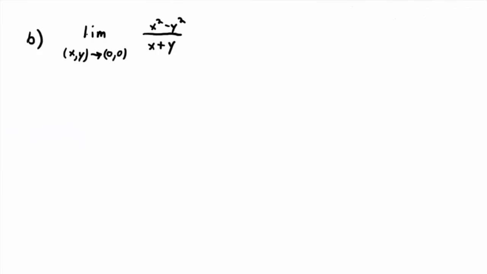Now we have a problem. The limit in part B, evaluate the limit. The limit as (x, y) approaches (0, 0) of x squared minus y squared divided by the quantity x plus y. Can I use direct substitution here? Not directly, no. Any ideas?